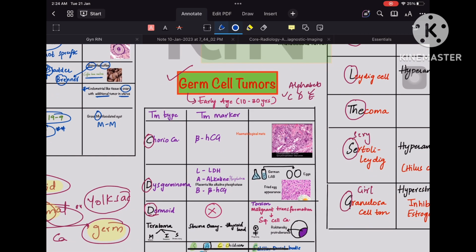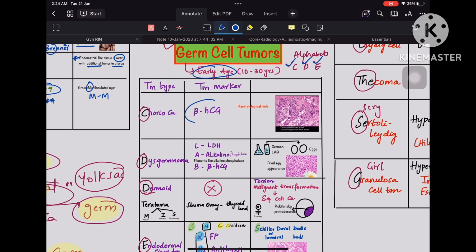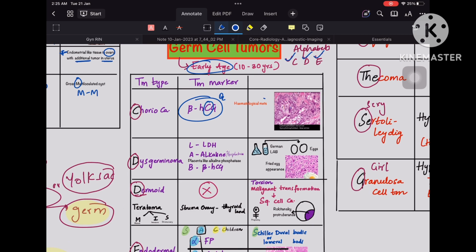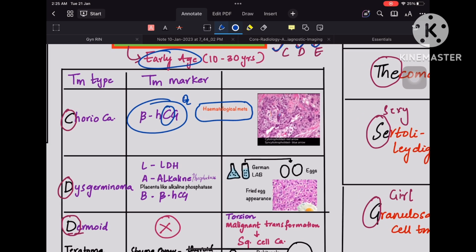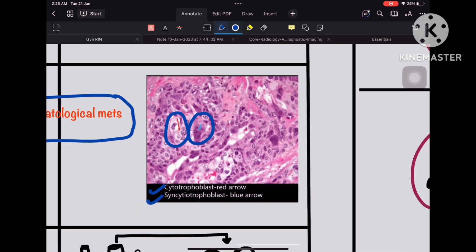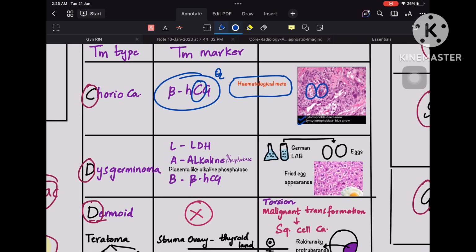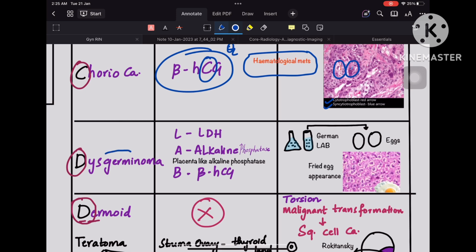Then coming to the germ cell tumors. Choriocarcinoma is a very well known cancer. C for C, beta HCG. Instead of remembering that, we know it, right? Beta HCG is for choriocarcinoma, and it usually spreads hematogenously. In choriocarcinoma, we have cytotrophoblast and syncytiotrophoblast. The red arrow indicates the cytotrophoblast and the blue arrow indicates the syncytiotrophoblast. So the first one in the CDE mnemonic, C, is done. And then comes dysgerminoma. Remember it like German lab.